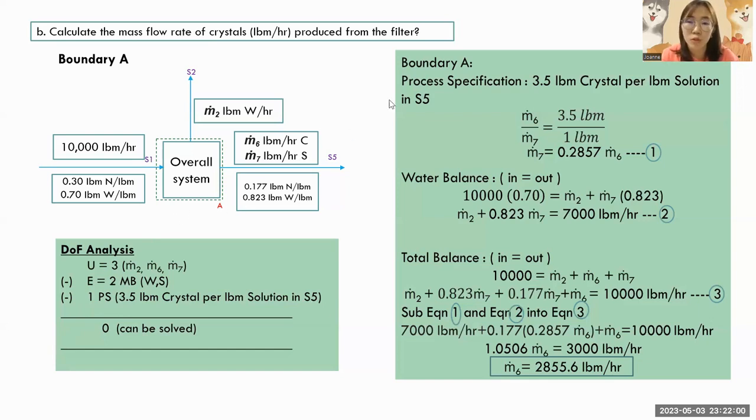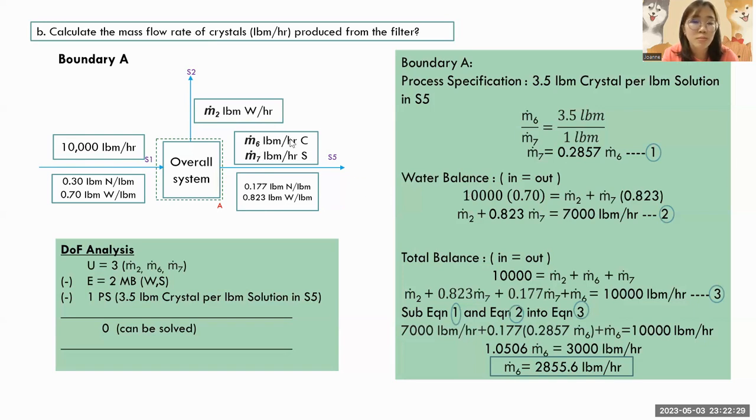So at first, we solve for the process spec first. We found that M6 over M7 equals 3.5 pound mass over 1 pound mass. And rearranging this equation, we label it as equation 1. And next, we take a look at the water balance, which is 10,000 times 0.7 equals M2 plus M7 times 0.823. At this stage, we didn't consider M6 in the water balance.